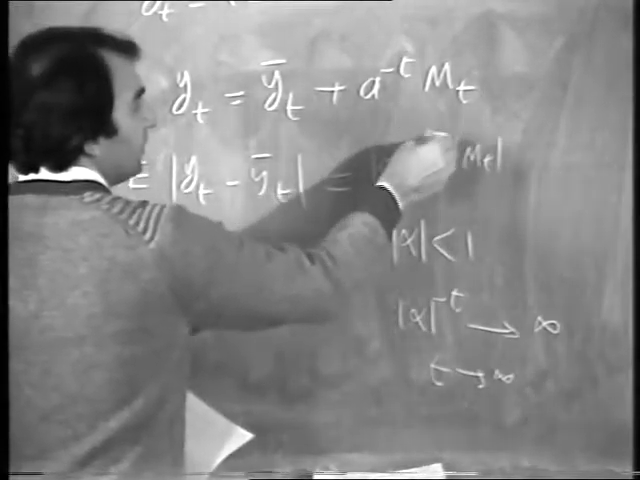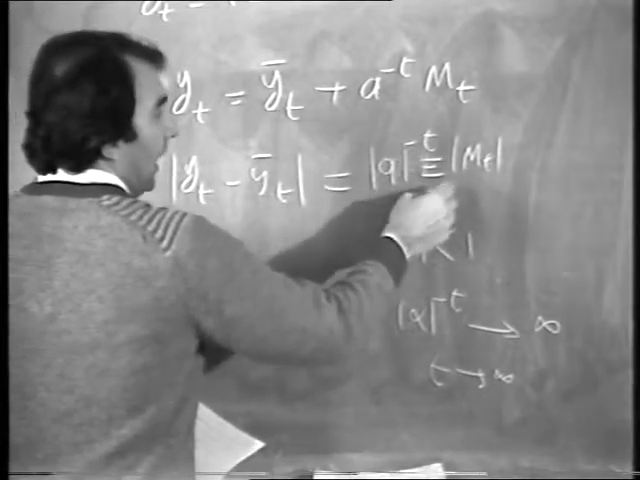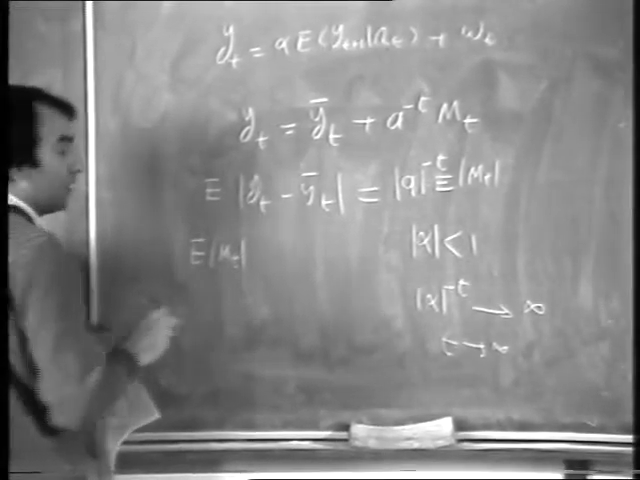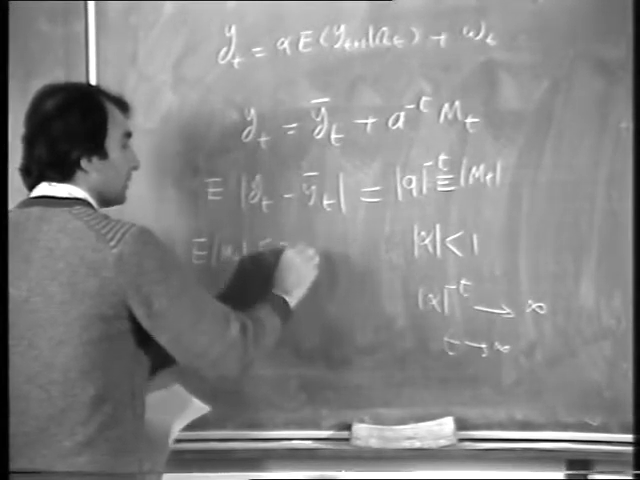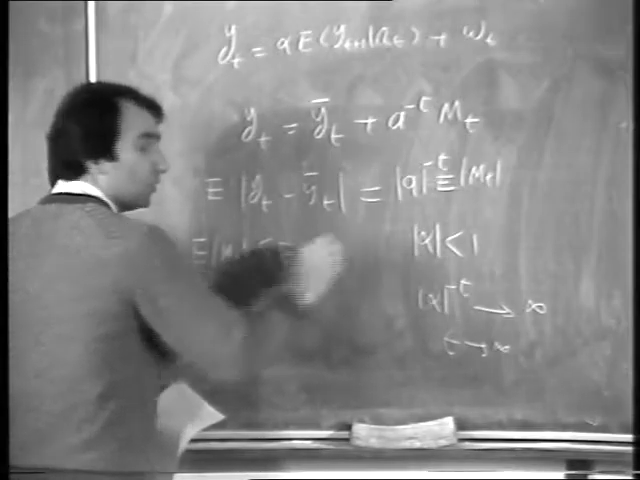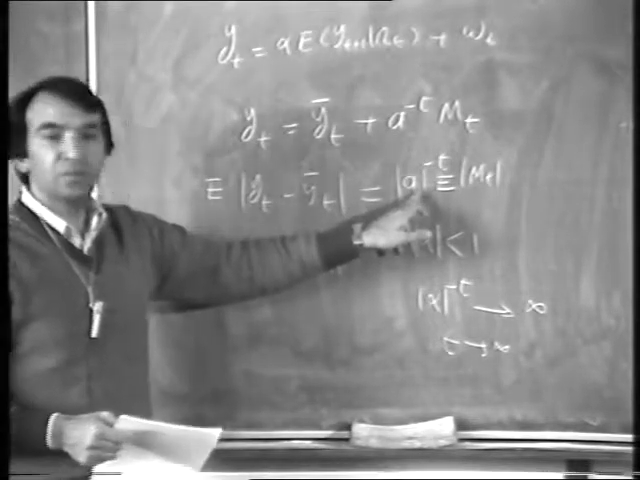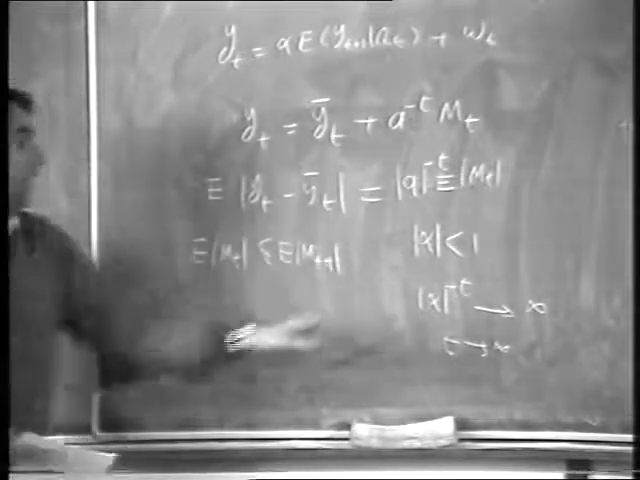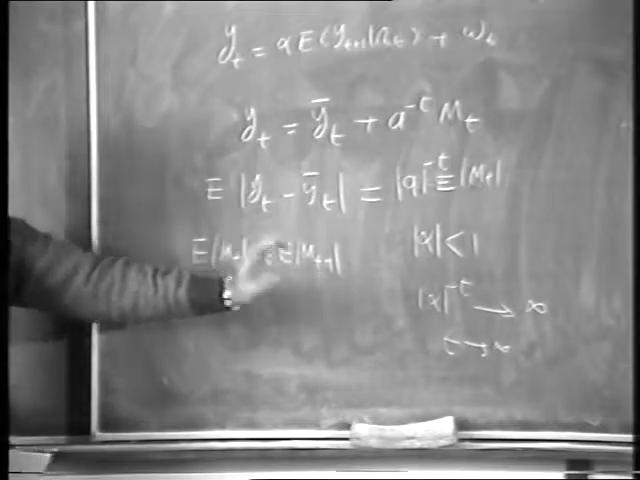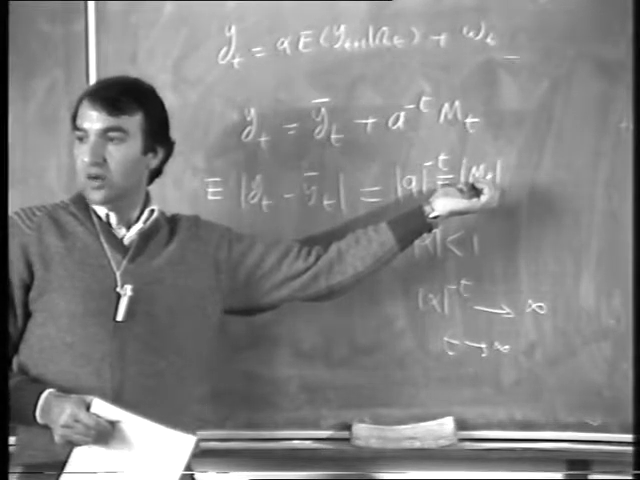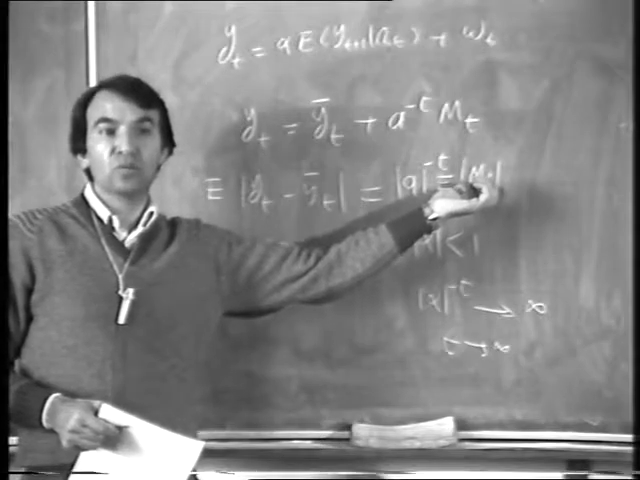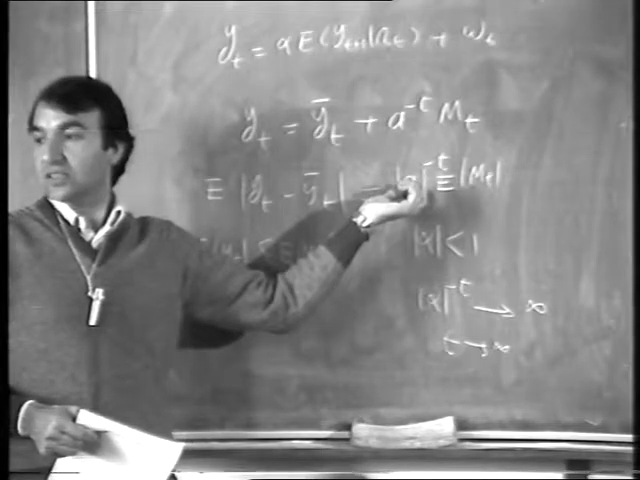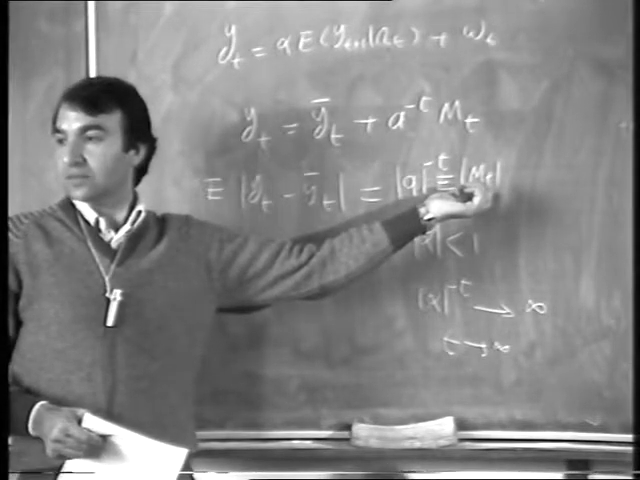Now, we know this part is going to infinity. However, we also know that the expected value of the absolute value of the martingale is always less than or equal to the expected value of M_{t+1}, and so on. So while this sequence is going to infinity, this sequence could never go to 0, because as t becomes larger, this value is also increasing. Although it's bounded, it never goes to infinity, but it still never goes to 0. So it means that this is going to infinity, and this is going to a finite number.